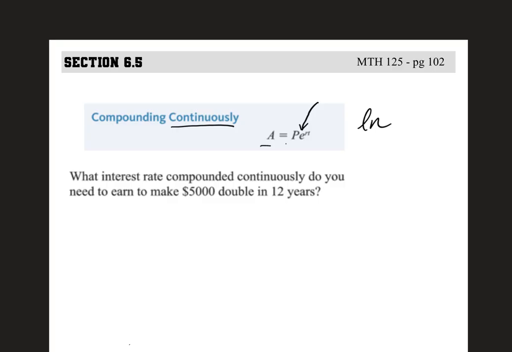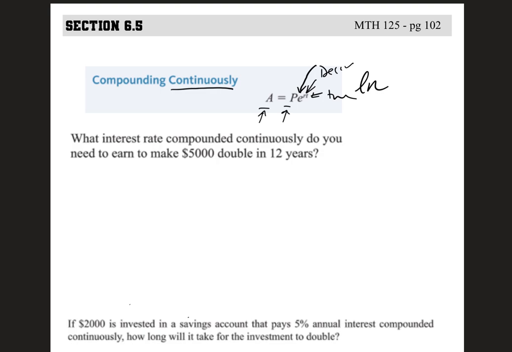Now, there's a lot less to look at here. The ending amount, the principal, the interest rate as a decimal, and time. So this should be kind of easier, right? We're looking for an interest rate. When you see this word, that tells you to use this formula, and we know that we're starting with 5 grand and we want it to be doubled in 12 years. So double is 10 grand, starting with 5 grand, E, we're looking for an interest rate and we know we have 12 years. So this is what things look like.